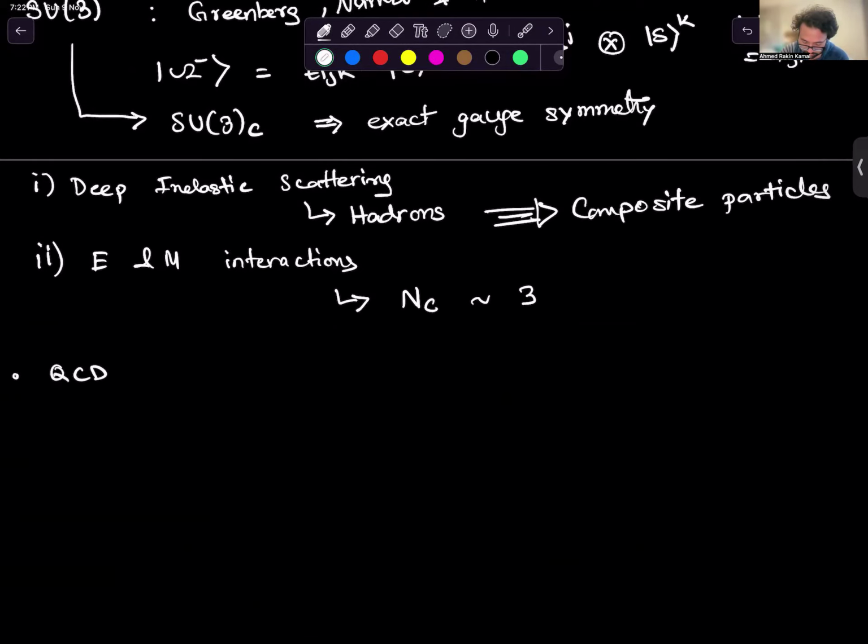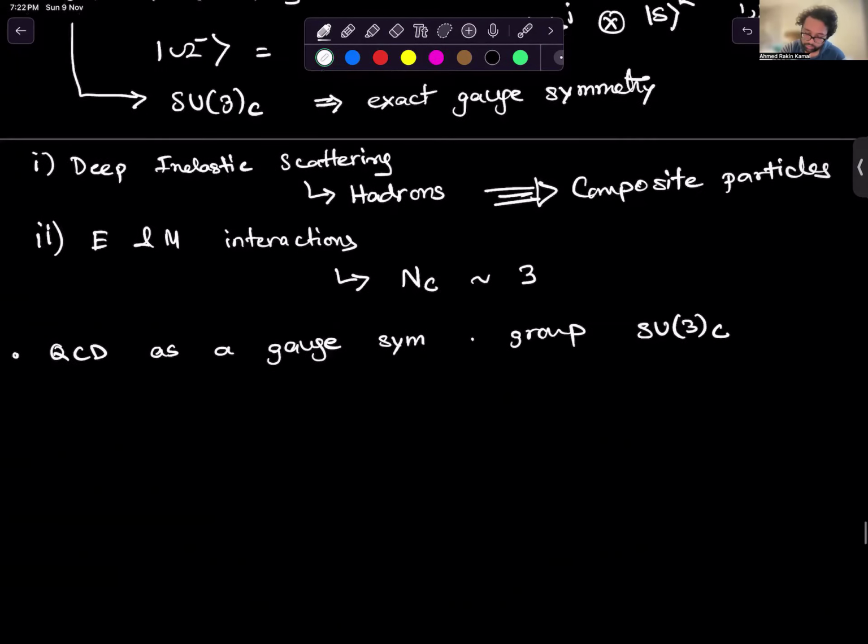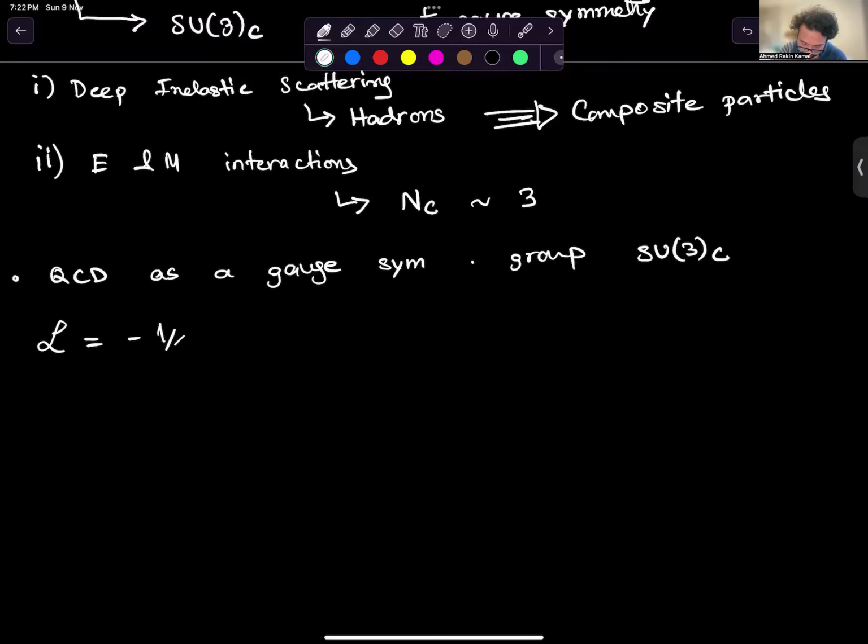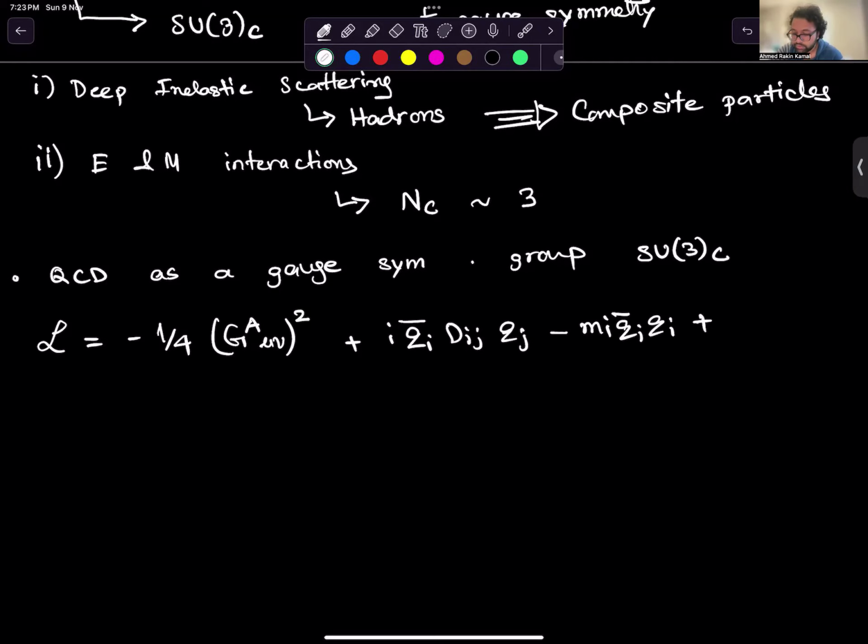So QCD, or quantum chromodynamics, is a gauge theory with gauge symmetry group SU3 color, where our Lagrangian is of this familiar form, in which my force carriers are the gluons, and my fundamental particles are quarks, which are fermions. And if you know a bit of representation theory, they are in the fundamental representation of SU3.